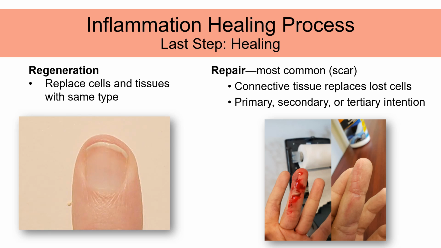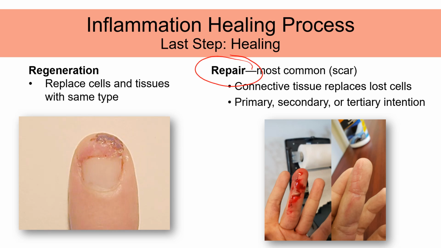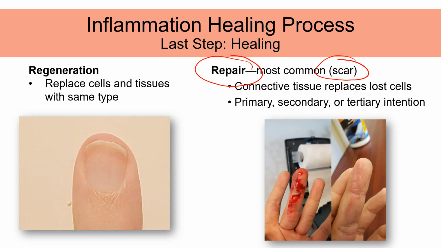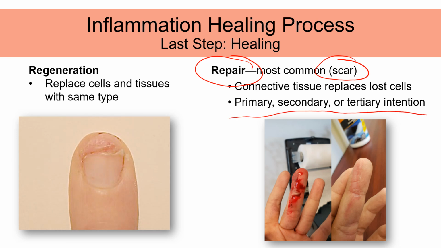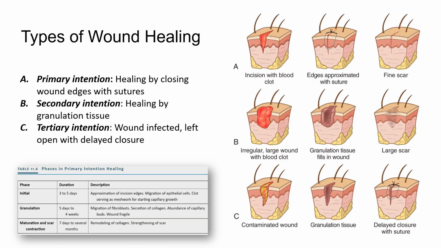Now, on the other hand, repair is going to be the most common, and that's going to involve a scar. This is when connective tissue replaces those lost cells or lost tissue. And this is going to heal by way of primary, secondary, or tertiary intention.